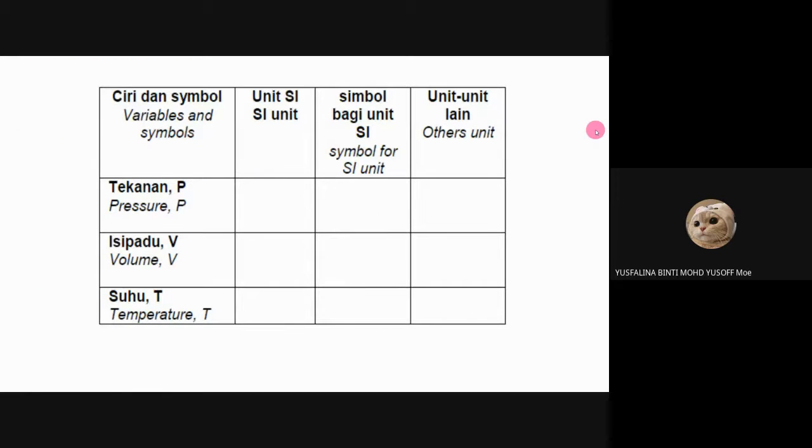Okay, so these are the units. For pressure, the unit is Pascal, symbol Pa, and another unit is cmHg, if you use mercury. For volume, the unit is cm cubed, and another unit can be liter, but usually we use cm cubed. And for temperature, degree Celsius, but another unit is Kelvin.